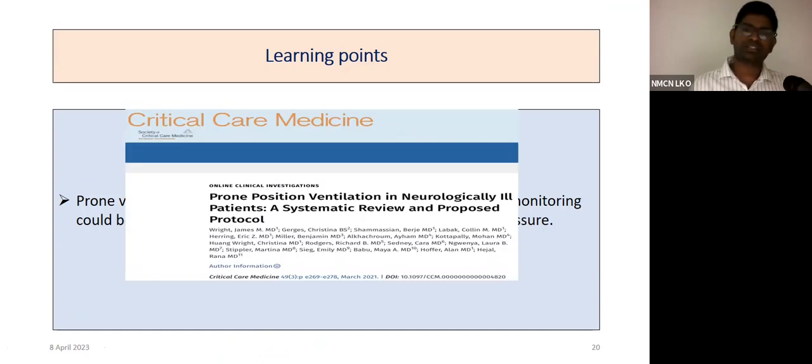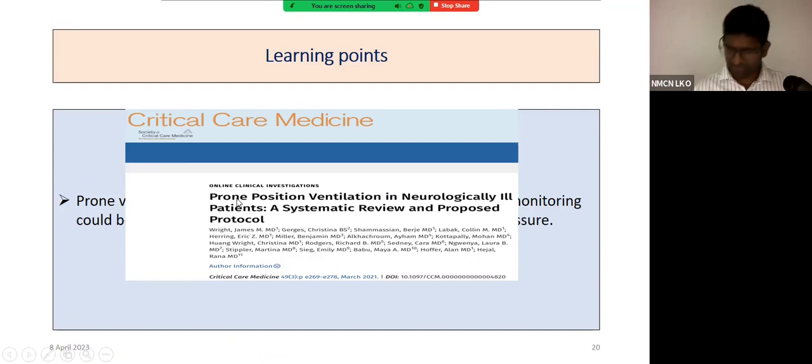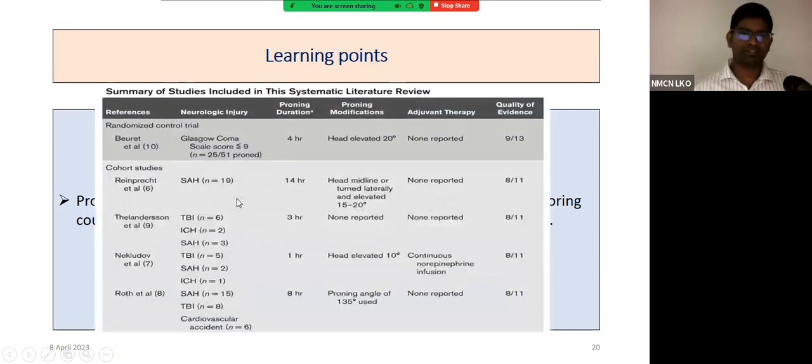And here is one systematic review in Critical Care Medicine on the proning position in neurologically critically ill patients, where one randomized control trial and a few cohort studies were published, where the head end elevation was done in the range of 10 to 20 degrees. But here all these cases are surgical cases like traumatic brain injury and other hemorrhage in the brain.